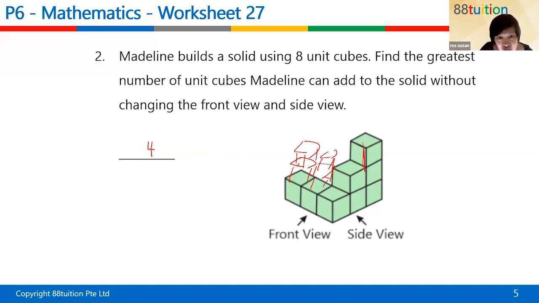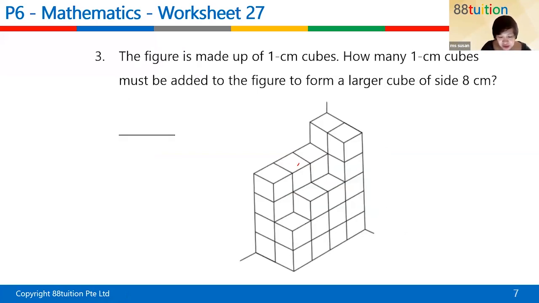Yes. 2 for each side. Yes, correct. Top up from here. Okay. Next question. Let's do this. What must be added to form the cube of side 8? So that means to find the thing, you must have 8 times 8 times 8, the total number of cubes. So the total number of cubes will be 8 times 8 times 8. That will give you 512.